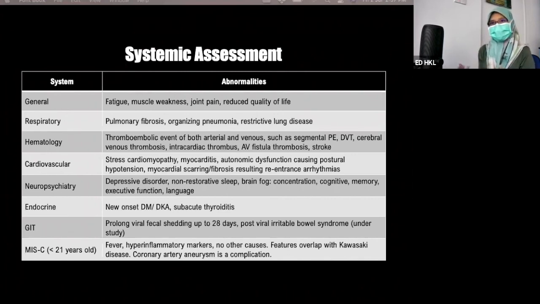This is special for children, less than 21 years old. They can come with fever, hyperinflammatory markers, features like Kawasaki. I think in the last few days in Selayang, there was a 7-year-old child, post-COVID cat 1 or cat 2, who came with shock, hypotensive, requiring inotrope, and pro-BNP more than 1,000. It's heart failure. So they mimic Kawasaki. Those are the complications.